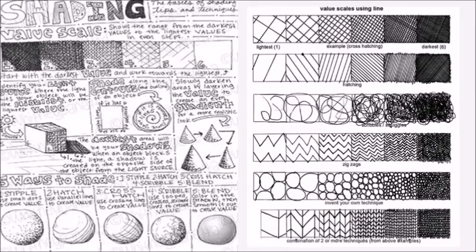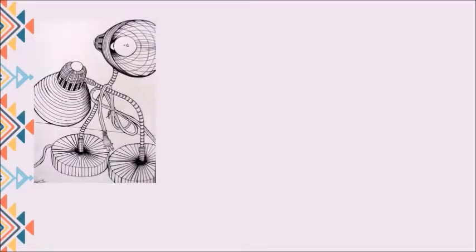Now here I am showing you different value scale charts with the help of different lines. When we talk about still life, I am showing you several examples which show different types of shading with the help of lines in still life. Here you can even see the angle of still lifes. When we talk about making still life, it depends whether it is placed on your eye level, or below your eye level, or above your eye level.